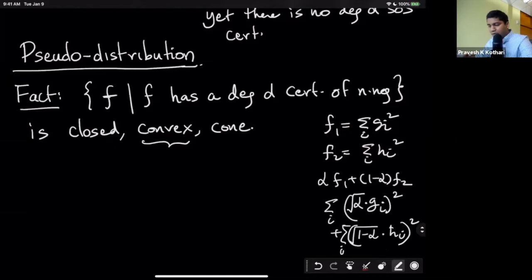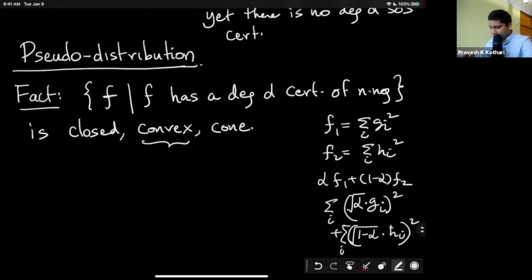It's a cone because if f is present in it, then any non-negative scaling of f is also present in it. And convex sets which are closed under taking non-negative scalings are called convex cones. So this is a convex cone.